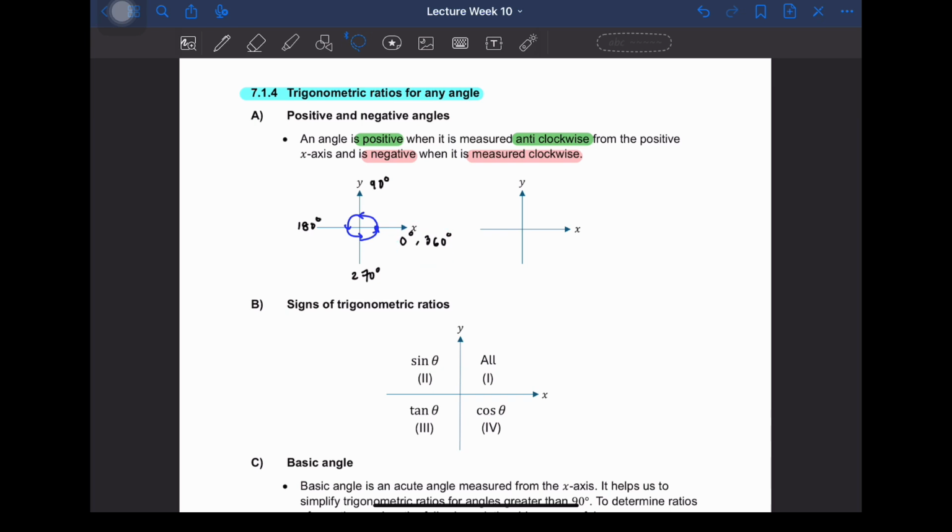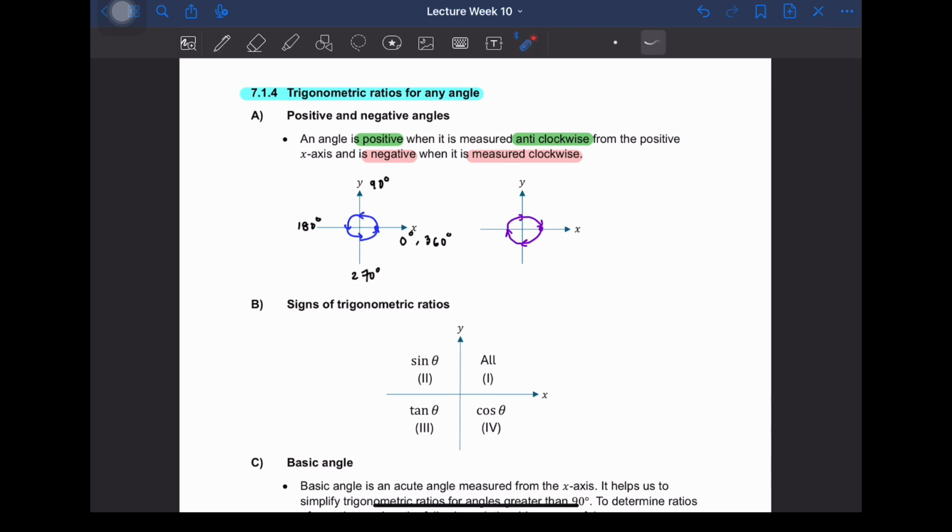Okay, so this is for positive angle. So what about negative angle? For negative angle, kita buat dia terbalik sahaja. So start at the same place. So daripada x yang positif, kita pusingkan dia clockwise. So means that dia pergi ke bawah. Okay, pergi lagi, and pergi lagi sampai jumpa balik.